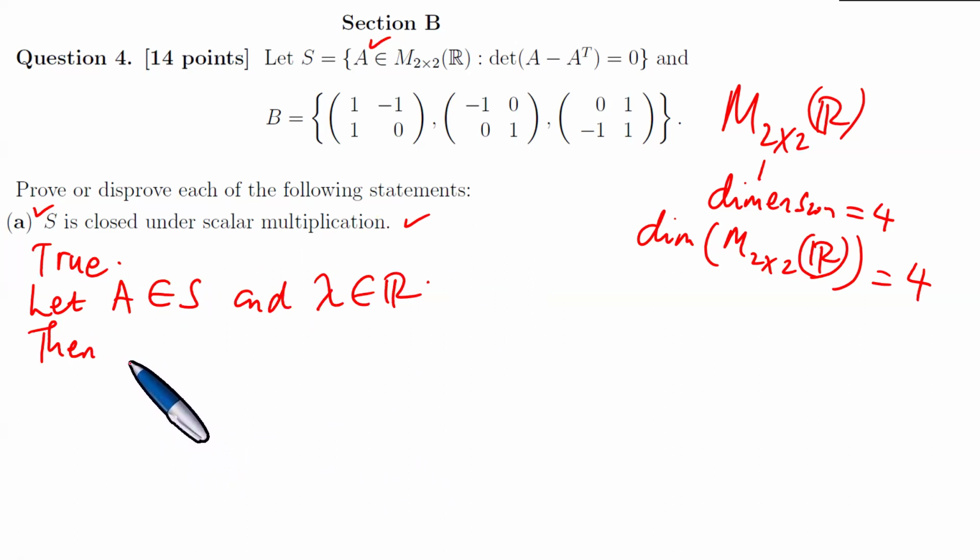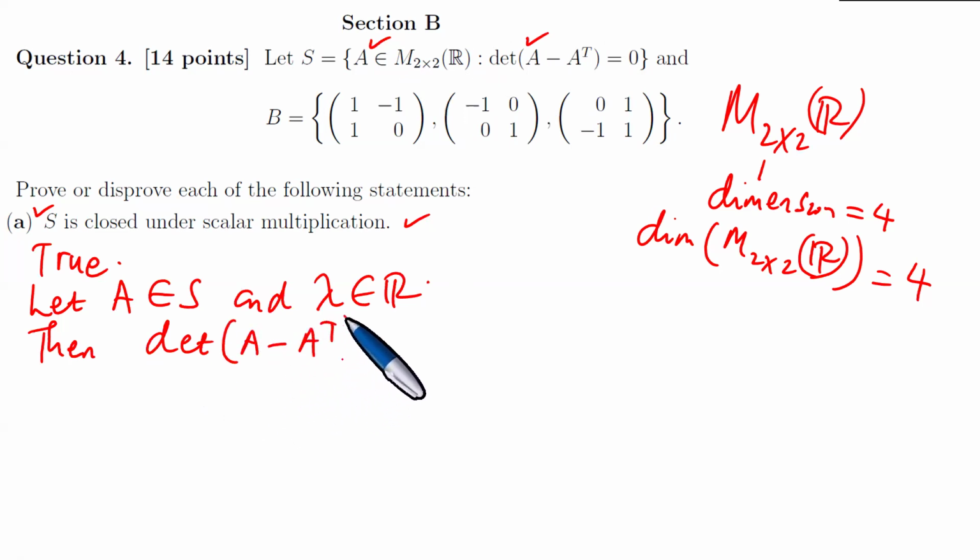Then what do we say? Because A is an element of S, it must satisfy the property of the matrices. What is the property? It is that the determinant of A minus A transpose equals 0. This is exactly the case. If you take an element of S, it must satisfy the condition of the matrices in S, and the condition is that the determinant of A minus A transpose must be equal to 0.